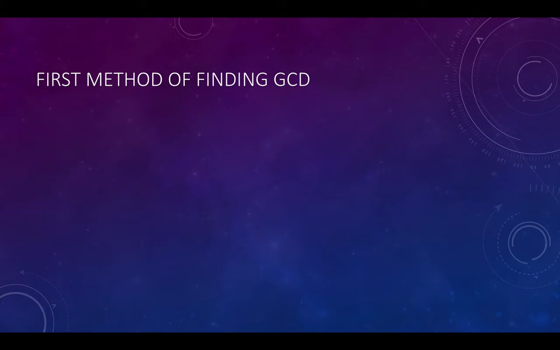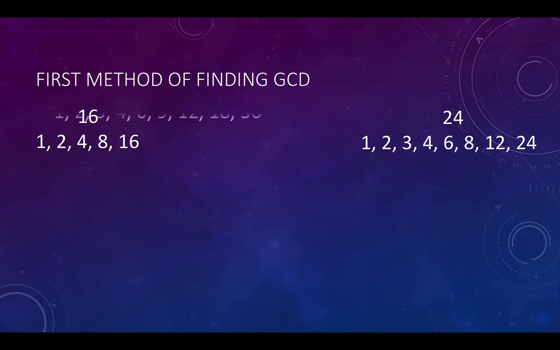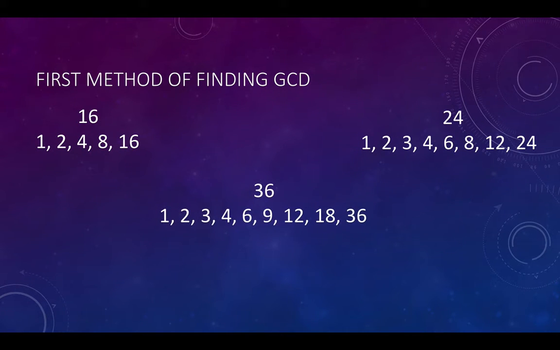The first method of finding the greatest common divisor. So the first method is we take our three numbers and then we figure out what times what equals that number. For example, 16. 1 times 16 equals 16. What's another way to do 16? 2 times 8. 2 times 8 equals 16. And the last way, 4 times 4 equals 16.